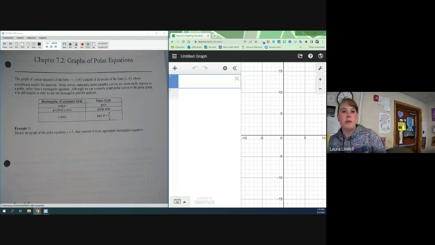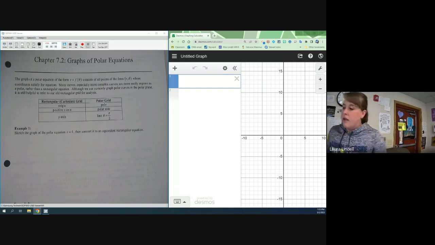All right, so on my screen, I have both the notes and a window of Desmos. You can also use a TI-84 or any other graphing calculator for this. I'll probably try to show both, but we're going to go through a little bit of exploration on graphs of polar coordinates. So let's get started.